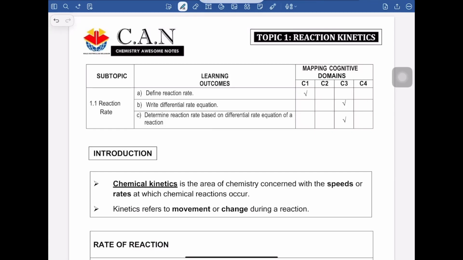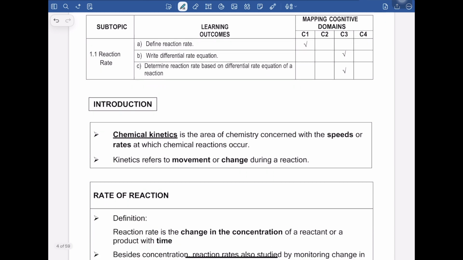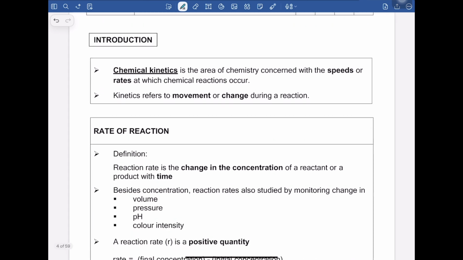Okay, hello everyone. In this video, you are going to learn about the new chapter, which is called reaction kinetics. I bet everyone had learned about this chapter before in secondary school, and this time you are going to learn more about it. But of course, before we begin, we are going to learn some introductions about what is reaction rate, even though I know you all know. All right, so now let's take a look at the introduction.